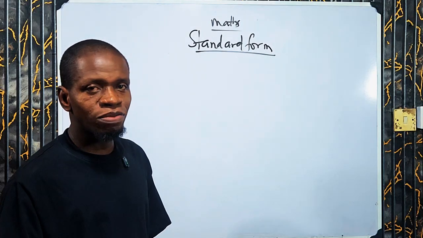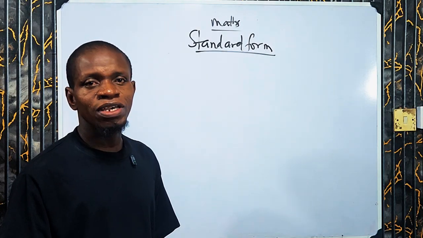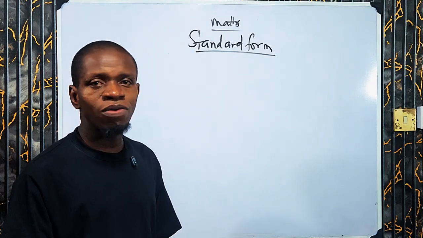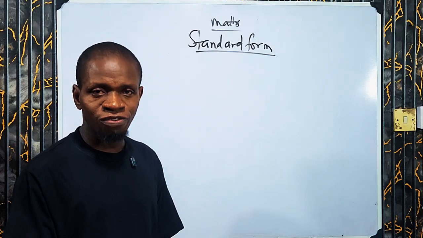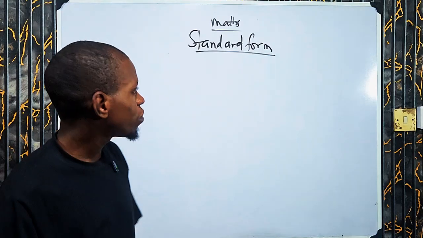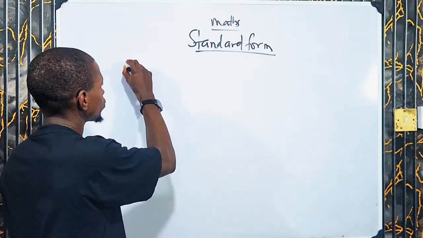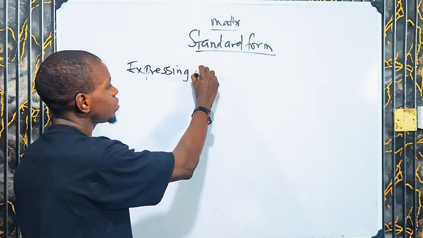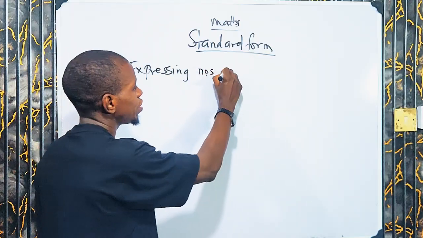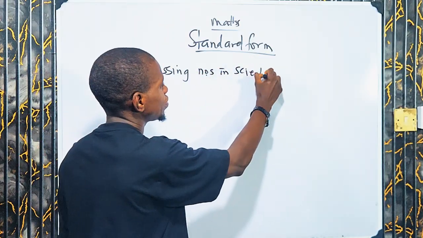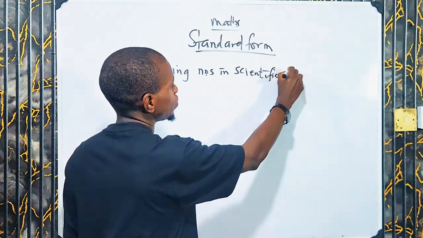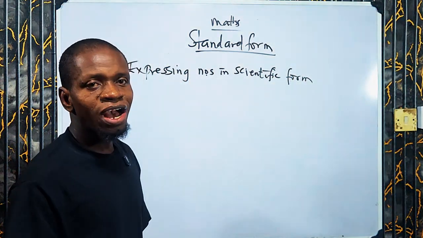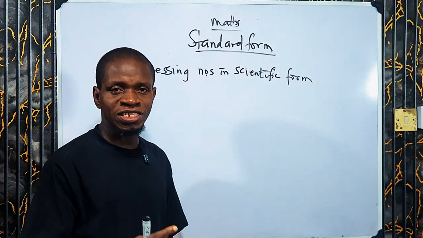And what does this standard form mean? Standard form means expressing numbers in a scientific form. Whenever we express a number in scientific form, we call it standard form. So in this video, I will show you how to express numbers in scientific form.